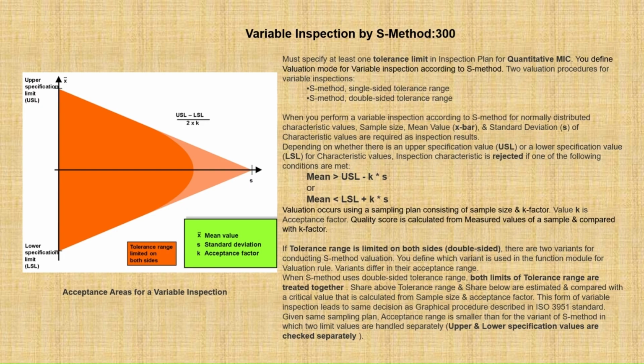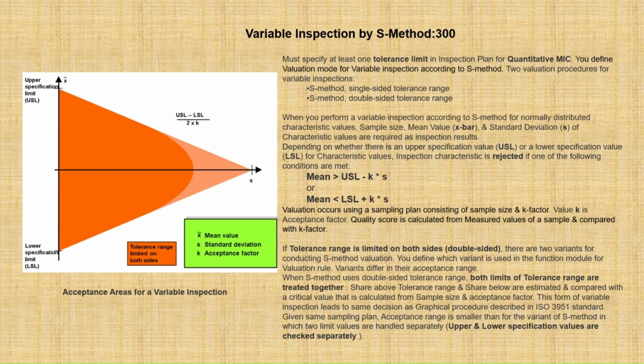We will be checking conditions. If any of these conditions is true, then your valuation will be rejected. So it is much stricter and the standard deviation value should be lesser. Normally we use a sampling scheme for this.